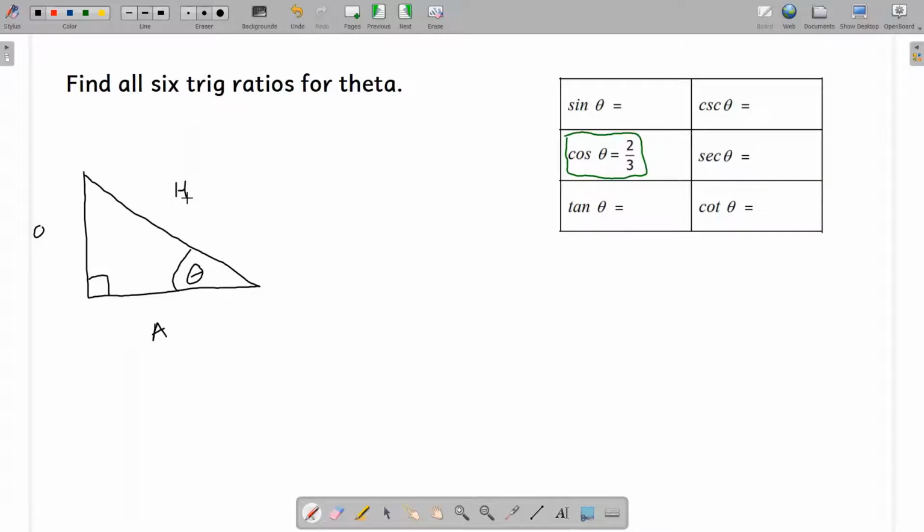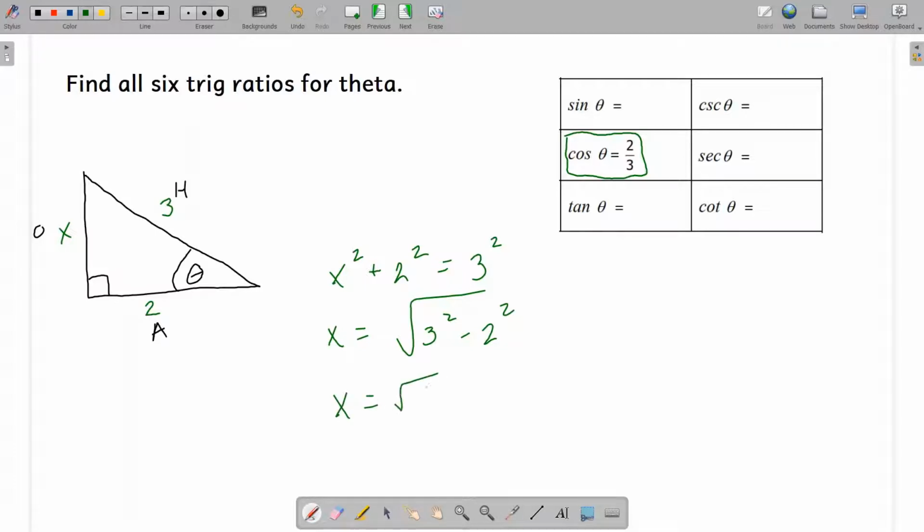So that means that our adjacent side must be 2, and our hypotenuse must be 3. So that just leaves the opposite side for us to find. To do that, we're going to use the Pythagorean theorem. x squared plus 2 squared is equal to the hypotenuse squared. So x is going to be equal to the square root of 3 squared minus 2 squared. Now, when we do this, we find that x is equal to the square root of 5.